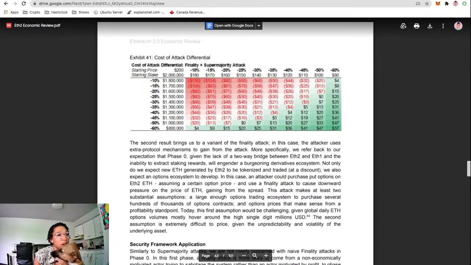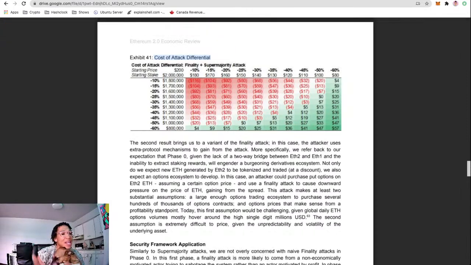Exhibit 41, cost of attack differential. And this is saying you cause a finality attack, then a supermajority attack, just making a more complex attack and explaining what the cost difference would be and how to get into it.